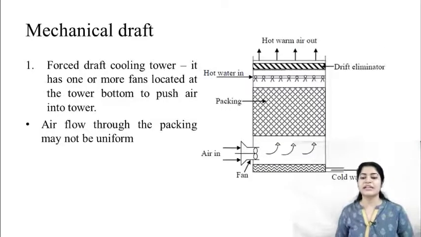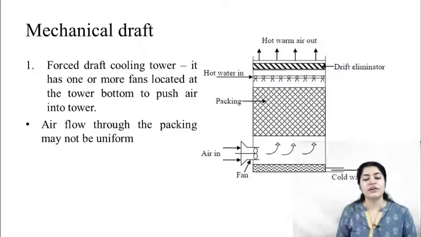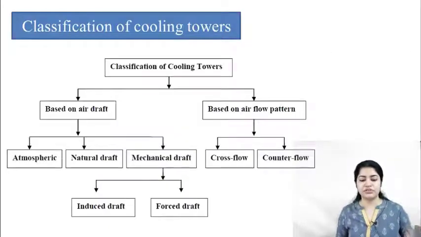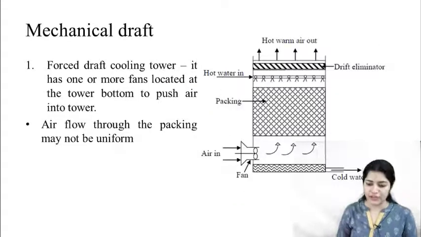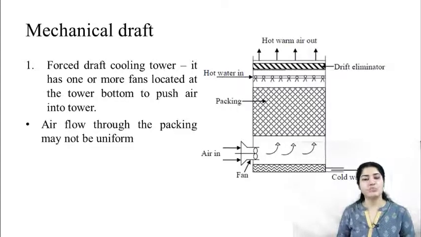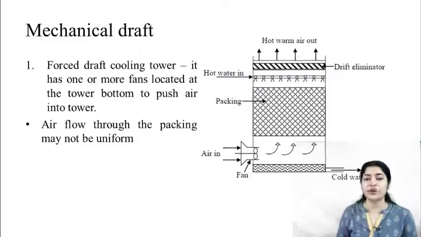The next is your mechanical draft. In mechanical draft, as we saw in classification, you have induced draft and forced draft. First is your forced draft cooling tower. It has one or more fans located at the tower bottom to push air into the tower. So here you can see that at the bottom you are keeping a fan.